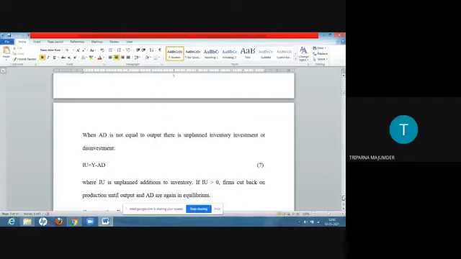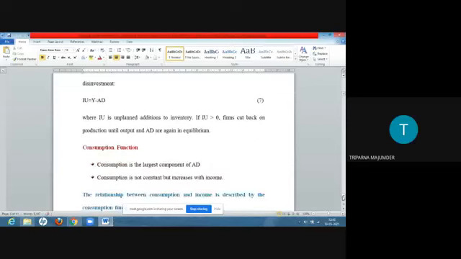So when AD is not equal to output, there is unplanned inventory investment or disinvestment. So unplanned inventory investment is equal to Y minus AD, where IU is unplanned additions to inventory. Now, if this IU is greater than 0, that means that the firms are producing more than what is being demanded. So, firms cut back on production until output and AD are in equilibrium again.